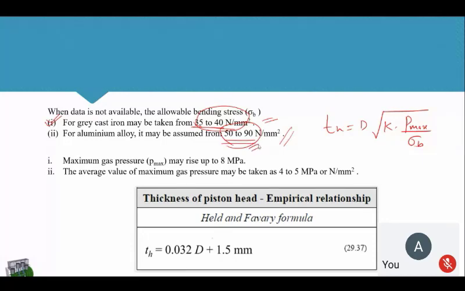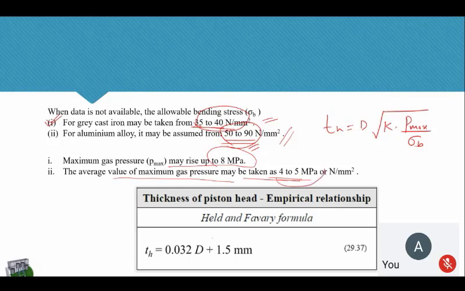When information about the gas pressure is not given, we can assume the average value of maximum gas pressure around 4 to 5 megapascal, although the maximum gas pressure may rise up to 8 megapascal in some cases, when the combustion is complete. But for all the calculation purposes, we can assume the gas pressure somewhere between 4 to 5 megapascal.